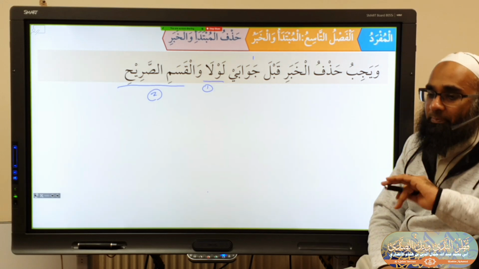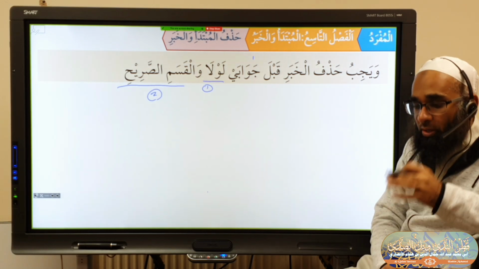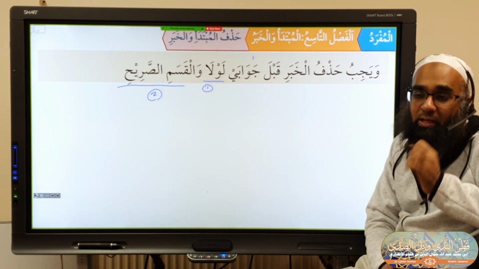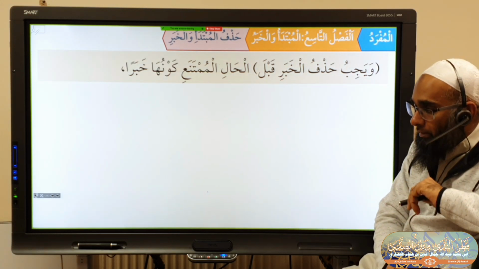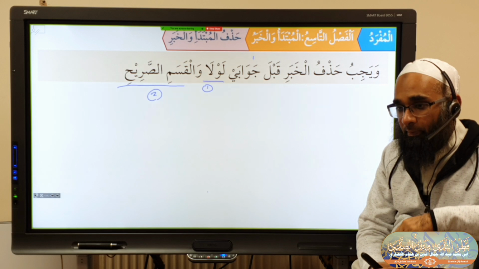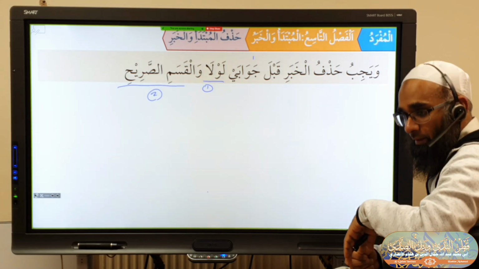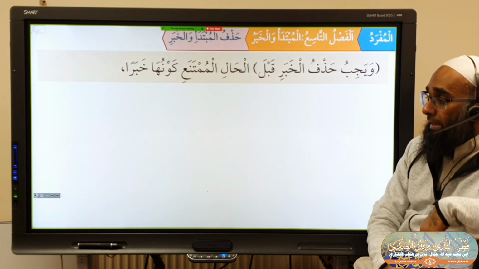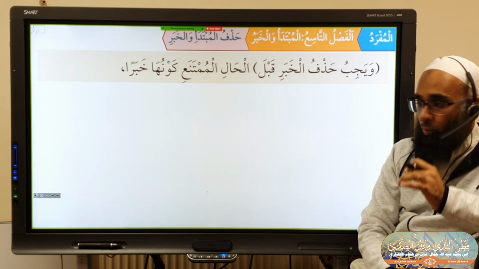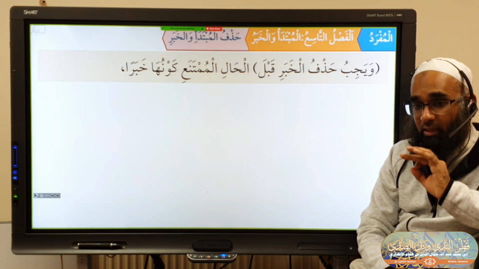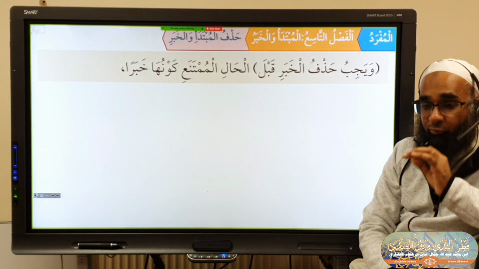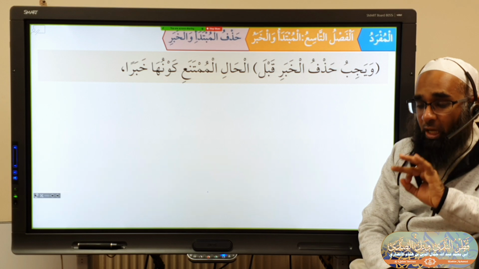What does shibih mean? It's only used for qasam. That word is only used for qasam, nothing else. That mubtada in that structure is only used for qasam. Have you understood? Any questions so far? Okay. The next place where we remove the khabar is when you have before a hal which cannot be the khabar.